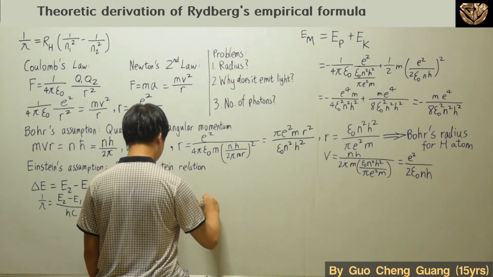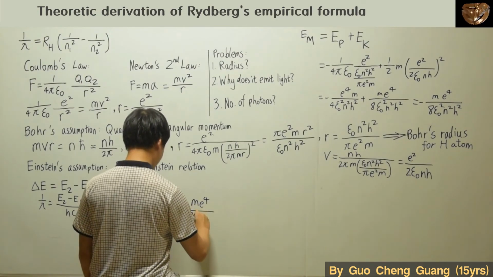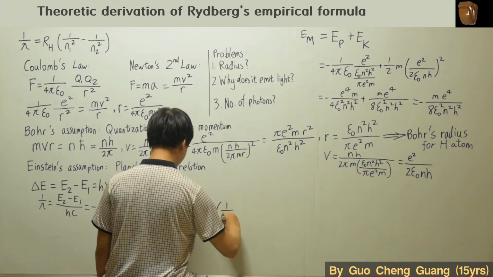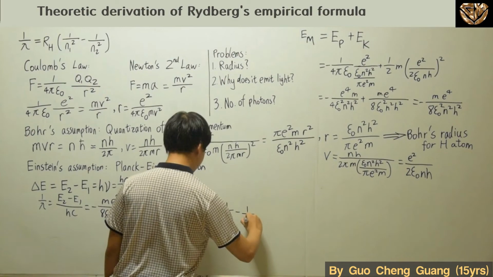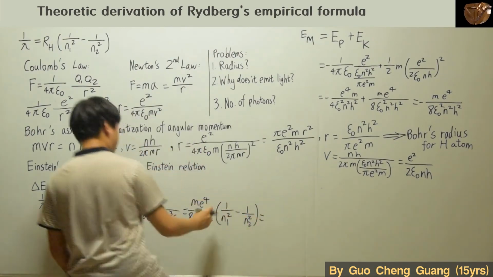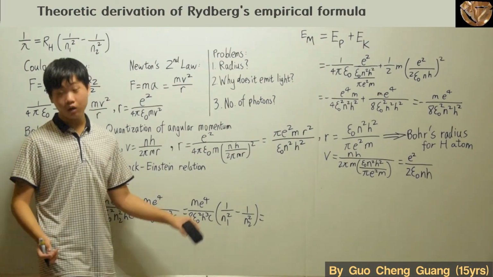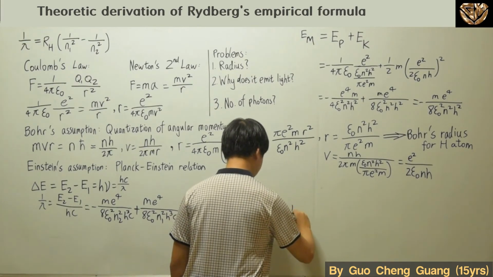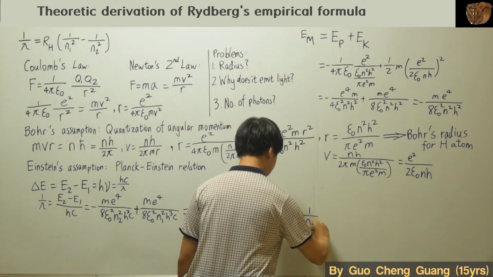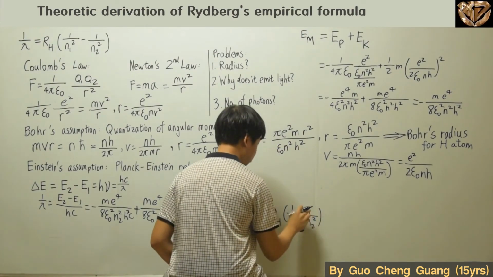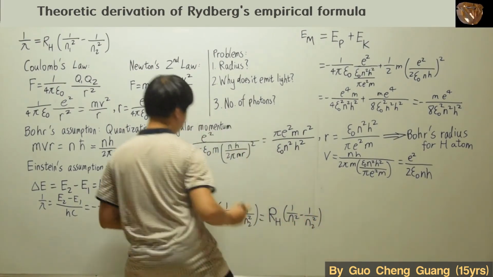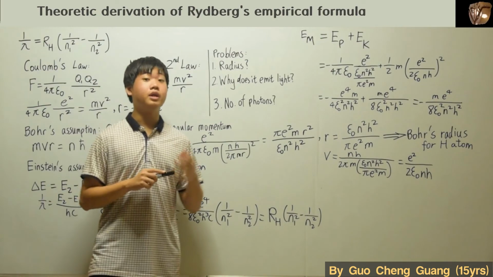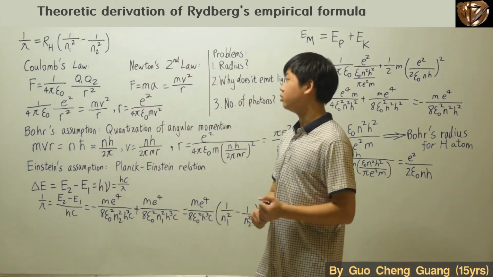Alright, so then you will just combine these two parts, taking out the constants that you can, which is m e to the power of 4 over 8 epsilon naught squared h cubed c, and the rest inside will be 1 over n1 squared minus 1 over n2 squared, which the rest of these parts, surprisingly a huge chunk of them, would just be your Rydberg's constant. So here we have actually shown that your Rydberg's empirical formula actually works. Even though he only deduced it from an experiment, it is actually very true.